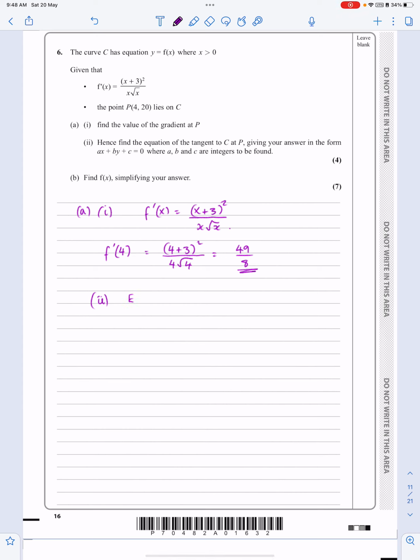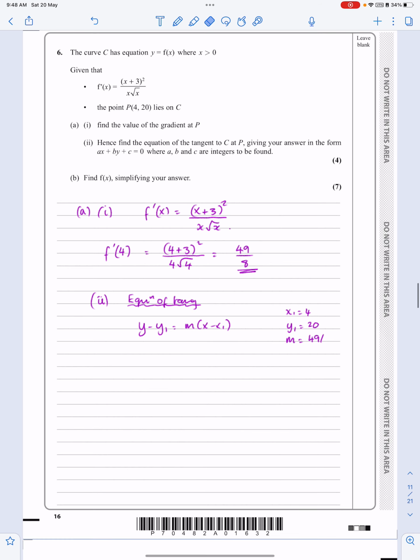Okay, the equation of a tangent is a straight line. So I'm going to use y minus y1 equals m, x minus x1. In this particular question, x1 is equal to 4, y1 is equal to 20, and m is equal to 49 over 8. This is a nice little technique to get used to doing. It shows the examiner what we've got, and we can quickly check so we won't make any errors when substituting in, hopefully.